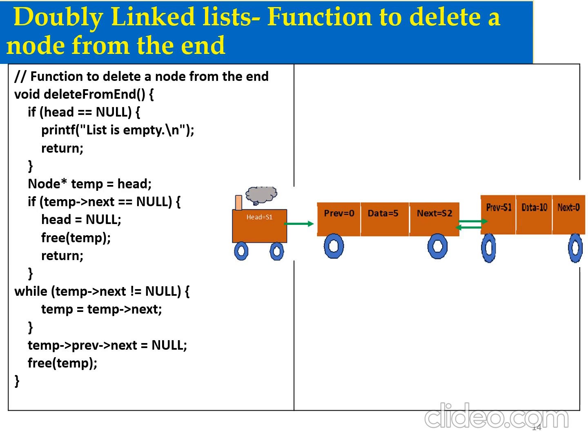So if head equal to null, when do we say head equal to null? If there are no compartments at all after the engine. So there is a single engine, so we can't remove any node. For that we will write list is empty. There is no compartment.